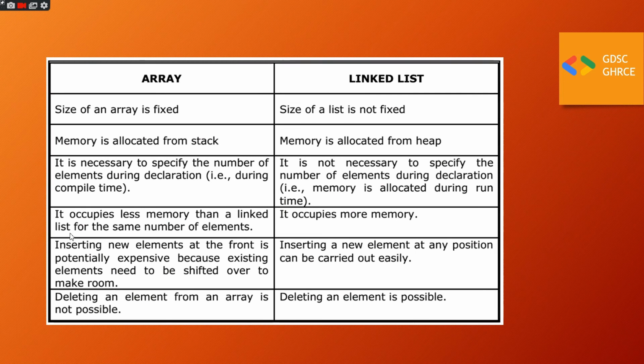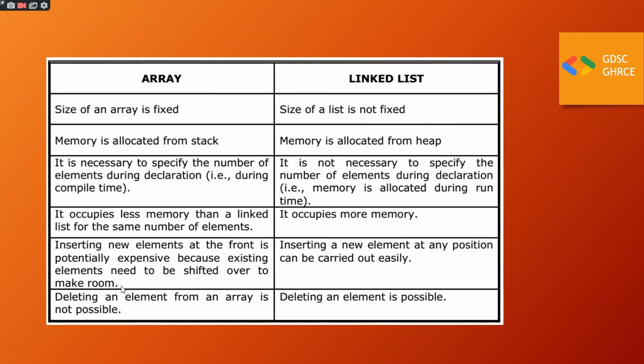It occupies less memory than a linked list for the same number of elements. Means if you want to store 1, 2, 3 elements, the array will occupy only 3 elements. Suppose it is of integer type, so an integer is 4 bytes, so a total of 12 bytes will be occupied. But in case of the linked list, 12 bytes will not be occupied, more bytes will be occupied, because along with each data we are storing a pointer, so there will be large use of memory in case of the linked list. So now, inserting a new element at the front is potentially expensive because existing elements need to be shifted over to make room.